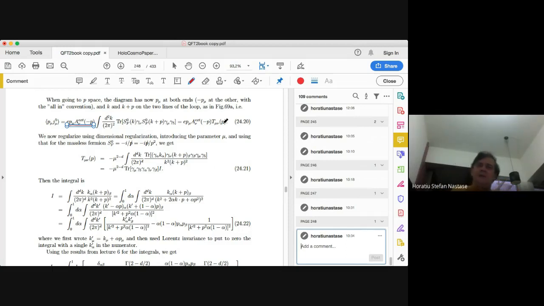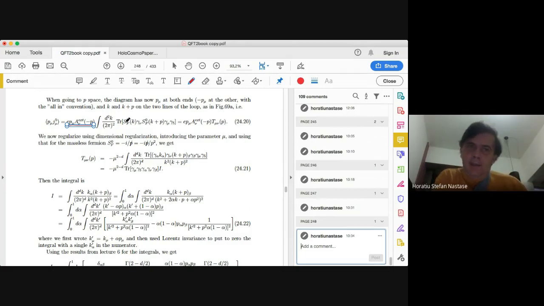But to calculate this, we'll use dimensional regularization. This is a loop integral, so in principle, it can be divergent. In fact, you will see that there is some divergence. So we need to regularize. So we use dimensional regularization. And as usual, we introduce that dimensional transmutation parameter mu.